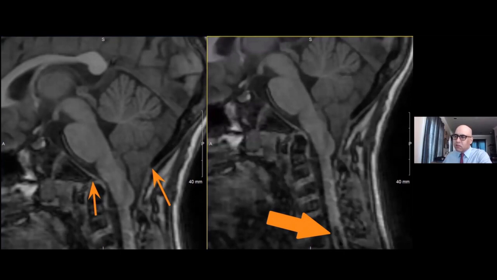syringohydromyelia in the mid-cervical cord. This is a CSF collection within the central canal of the spinal cord. So even though this is a dedicated brain study, we can actually see this abnormality here.